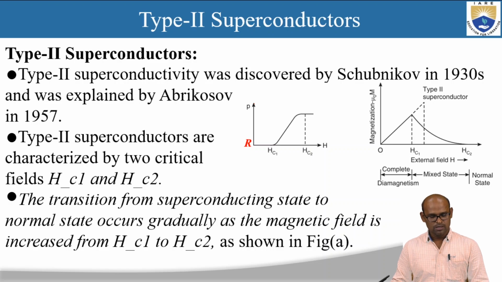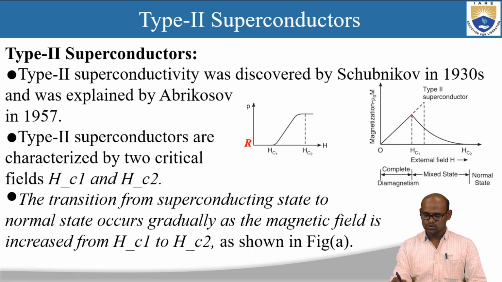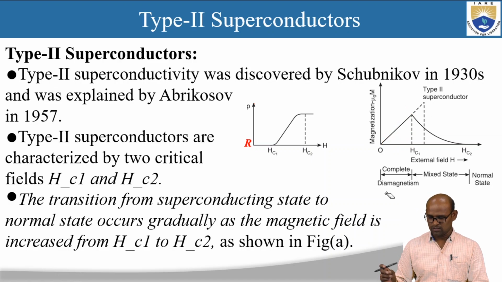Type 2 superconductors were discovered by Shubnikov in the 1930s and explained by Abrikosov in 1957. These have two critical fields, Hc1 and Hc2. Between Hc1 and Hc2 you have a mixed state, whereas below Hc1 you have a superconducting state, and above Hc2 you have a normal state. This is the variation of magnetization versus field. You can see this is the superconducting state where you have perfect diamagnetism, then a mixed state between Hc1 and Hc2, and above Hc2 a normal state.